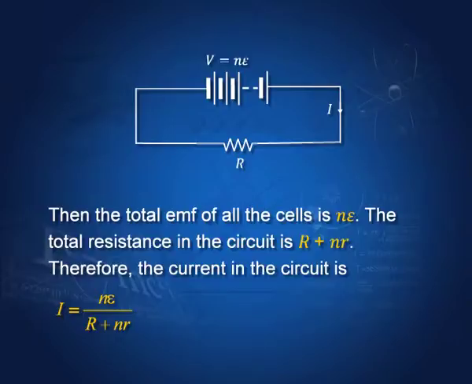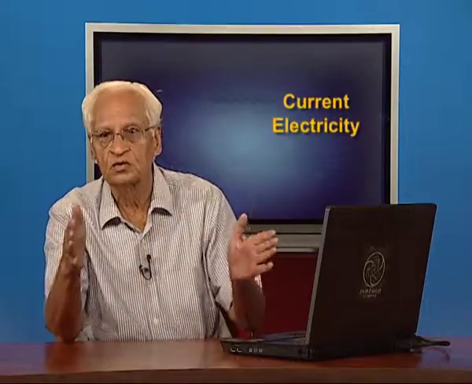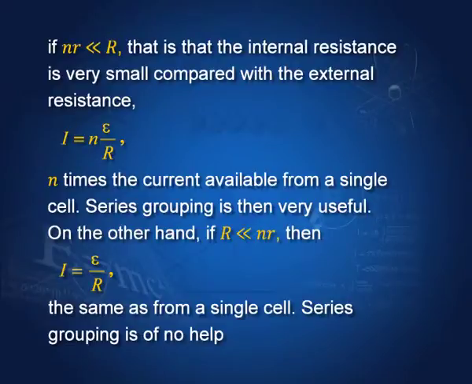The potential difference from this point to this point, because of n cells in series, is simply n times epsilon, n times the EMF. Therefore, the current that we can draw is n epsilon divided by R plus nr. And if nr is much smaller than R, then I can neglect this, and I will get I equal to n epsilon by R, n times EMF by R. EMF by R is the current due to one cell. So if I have n cells in series, then the current becomes n times the current that we get from one cell, that is, if the internal resistance is small compared with the external resistance.